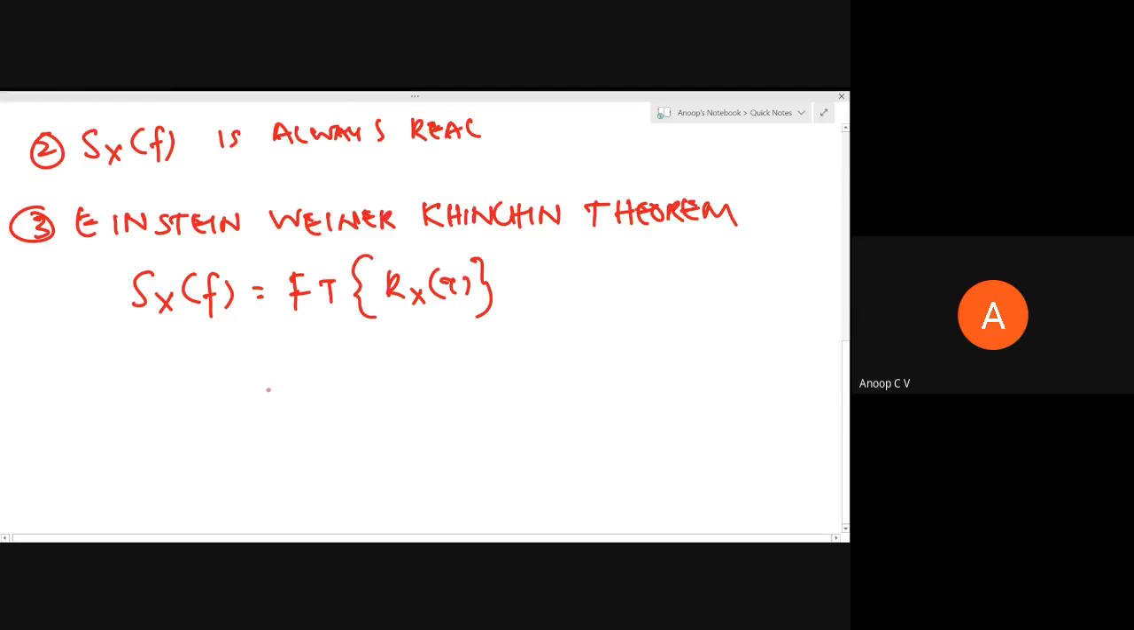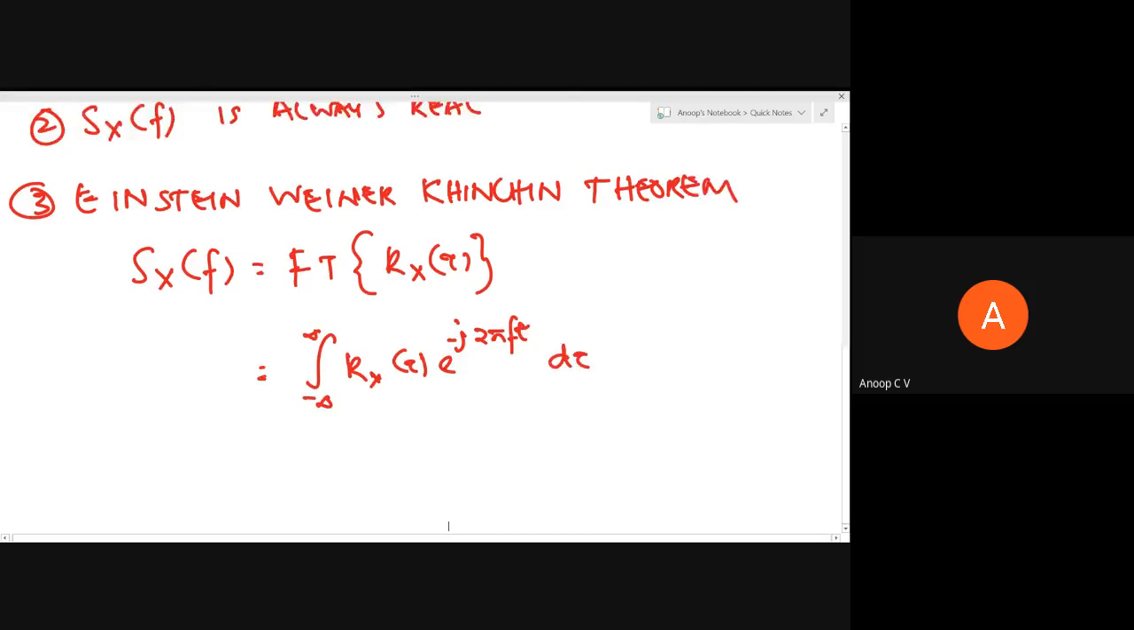So this will be equal to the integral from minus infinity to infinity of Rx of tau e to the power minus j 2 pi f tau d tau, right? So by definition, if you take the Fourier transform of the autocorrelation function, you will get the power spectral density. This is again another very important result, right?